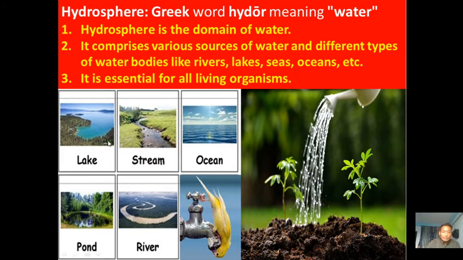These are the different water bodies, or water in different forms: water in the form of lake, stream, small rivers, ocean, pond, and rivers. These are the different domains of the hydrosphere, and all these are called water bodies. And lastly, it is very essential for all living organisms.